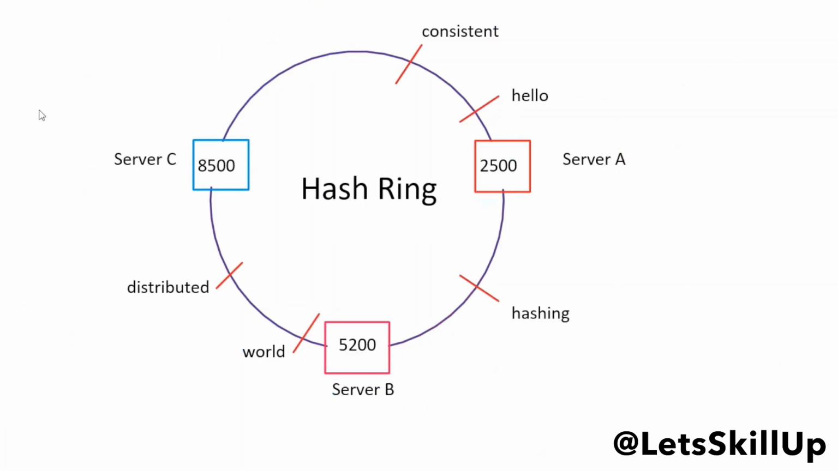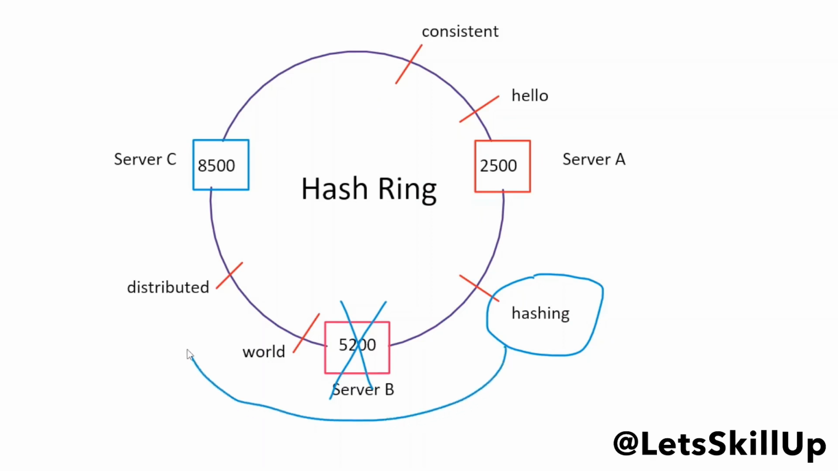So, what is the benefit of this circle approach? Now let's say we remove the server B. So what happens in that case to the keys which were located on the server B? Simply, for this key, we just need to find the next closest server. So this will be redistributed to server C. Whenever we remove a server, the keys which were assigned to that server would be redistributed to other servers on the circle.